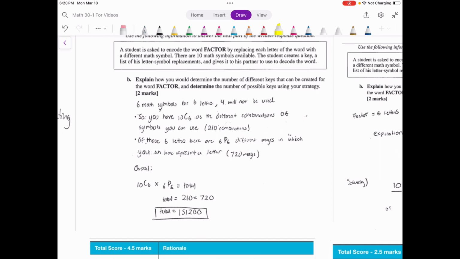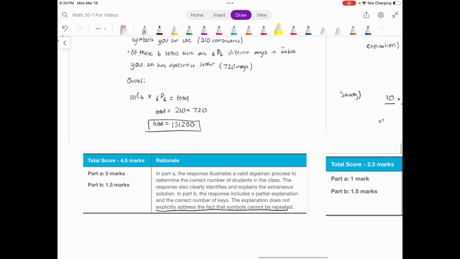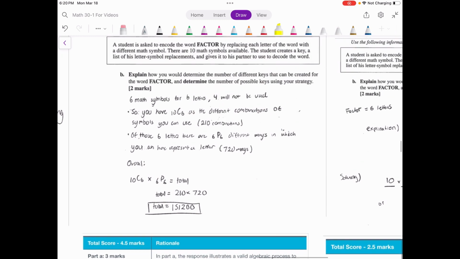Let's look at this one. They got 1.5 here. Again, same thing. The explanation does not explicitly address the fact that symbols cannot be repeated, right? Again, think of this like, how would you teach this to somebody? Now, you don't have to teach them like grade 7 math or anything, but imagine teaching a Math 20-1 student, someone who's about to start Math 30-1. How would you explain to them why we're going to do what we are doing?